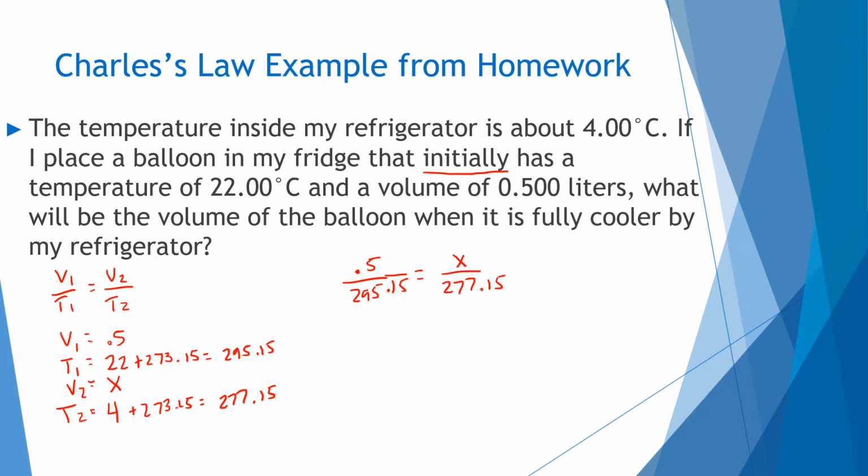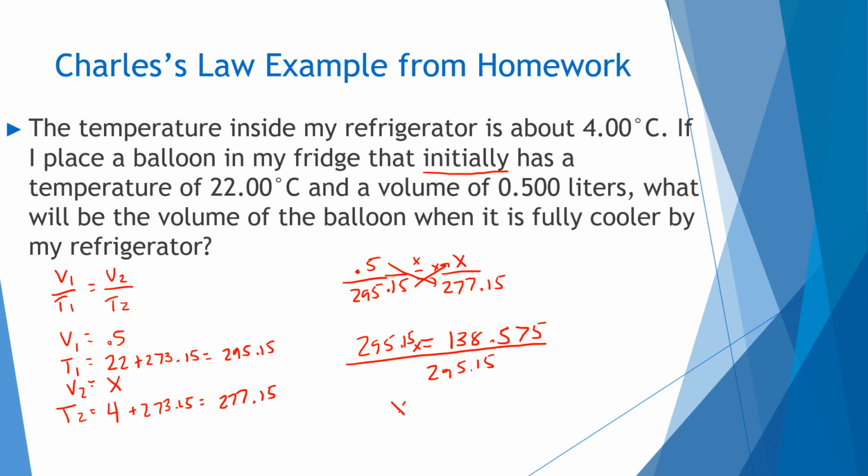Oftentimes, when we have a setup like this, I always tell people to cross multiply and divide. So here, what we're going to do is take 0.5 and multiply that by 277.15. When we do that, we get 138.575. And then we're going to take the 295.15 and multiply it by x. We get 295.15x. We're going to divide by our number attached to x.